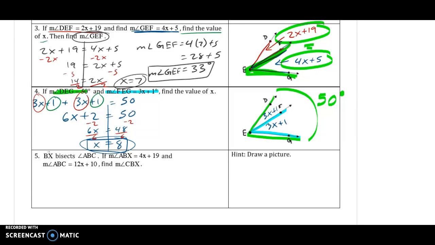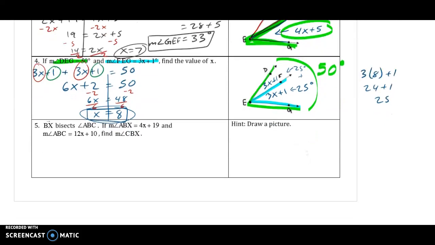Now we can check that by plugging it in. So I get that 3 times 8 plus 1 is 24 plus 1, which is 25. So this one is 25, and this one is 25. Then 25 plus 25 is 50, so we're correct. And last example.